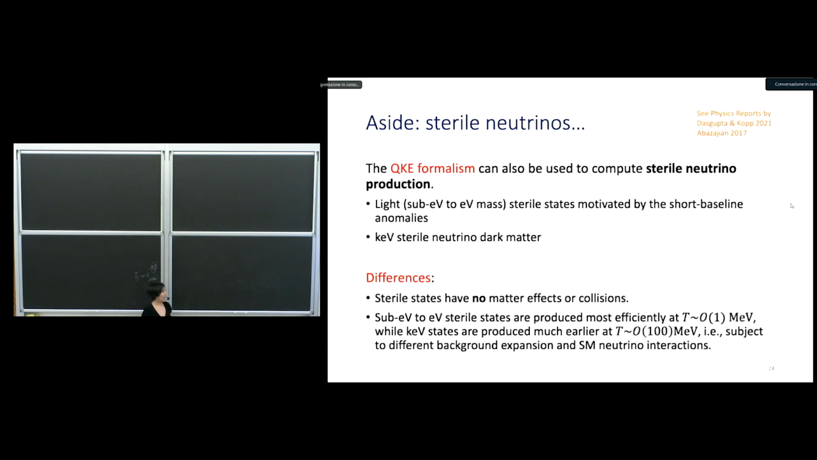These are the similarities to the standard model neutrino case. The differences between sterile neutrinos and standard model neutrinos are, of course, that the sterile states have no matter effects or collisions. So you need to change the matter effect terms a little bit. You need to change the collision terms a bit. And also, in the case of keV sterile states, they are produced much earlier, at maybe around 100 MeV in temperature. So the content of the universe at that time is also different from the content of the universe at about 1 MeV. So there are some minor differences, but the formalism is the same.